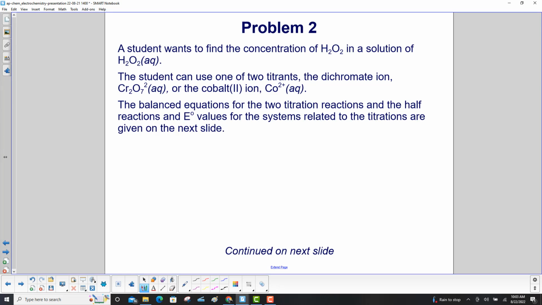A student wants to find the concentration of hydrogen peroxide in a solution of hydrogen peroxide, aqueous. The student can use one of two titrants, the dichromate ion, Cr2O7, or the cobalt ion, Co2+. The balanced equations for the two titration reactions and the half reactions and E0 values for the systems related to the titrations are given on the next slide.